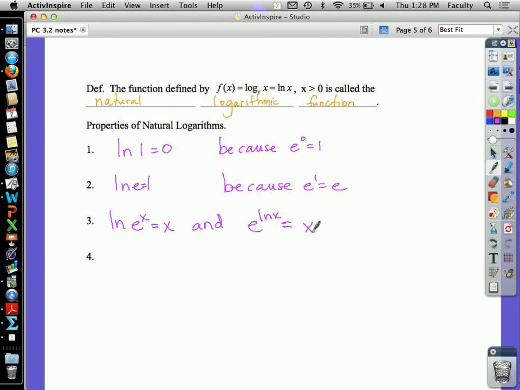Okay, this third one tends to be a little bit tricky. ln e to the x is x, and think about it, e to what power is e to the x? Or when we get to 3.3 on Monday, we're going to refresh our memory on that power rule that says you can bring it down, and it's x ln e, but ln e is 1, so it's x times 1. The other one is e to the ln x, and it's like the e and the ln cancel and leave you with just the x. And then the fourth one, if you have ln x equals ln y, then their insides have to be equal.